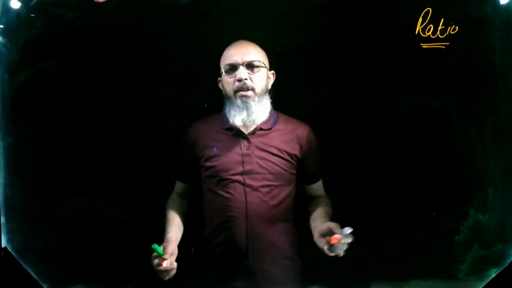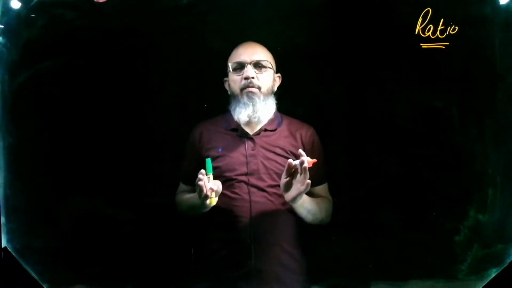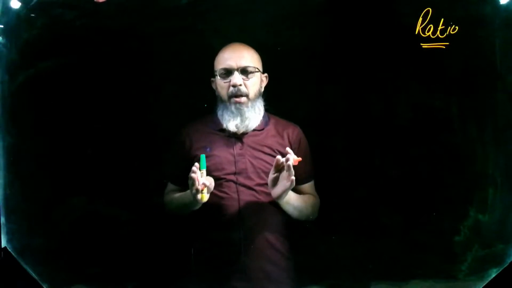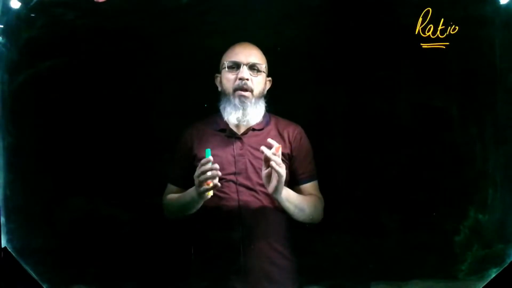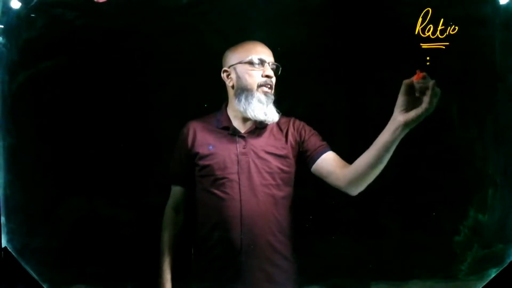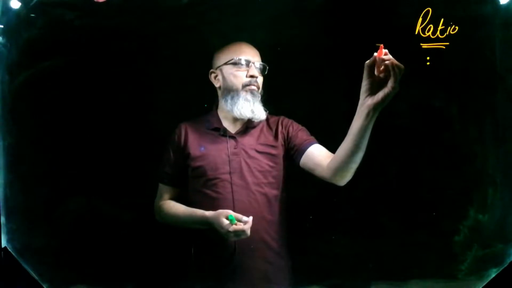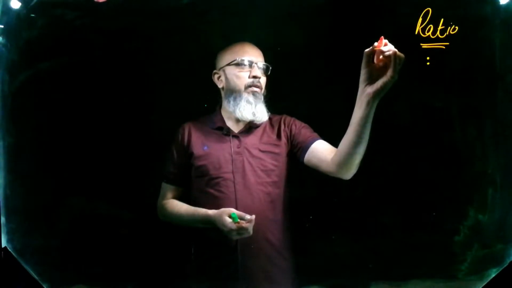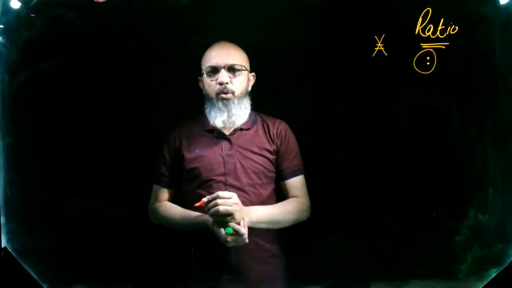So first of all, what is ratio? Ratio is basically the comparison between two quantities of same kind. The important thing is that it is a comparison between two quantities of the same kind. Ratio is denoted by this sign, not by the equal sign. Ratio is shown by these two dots.